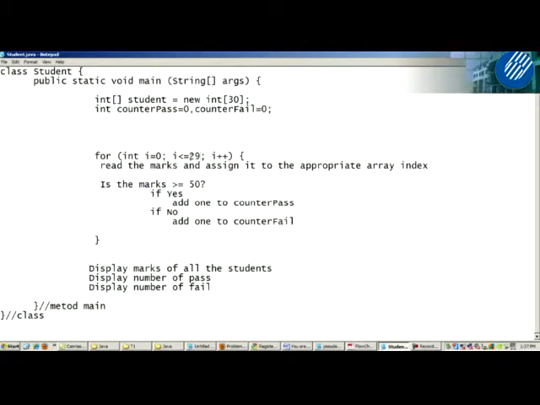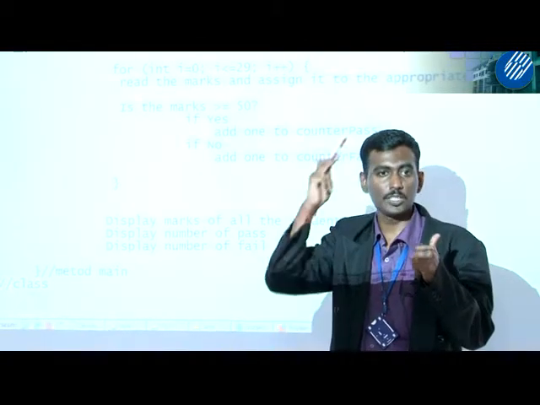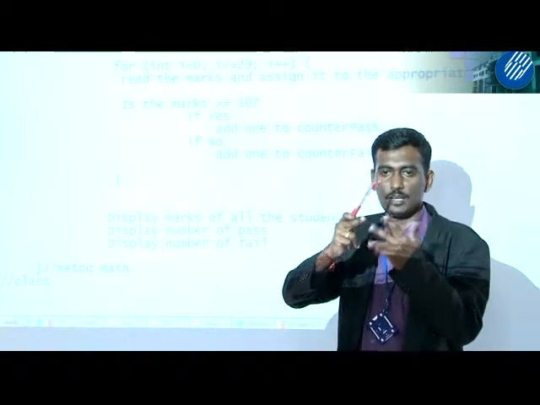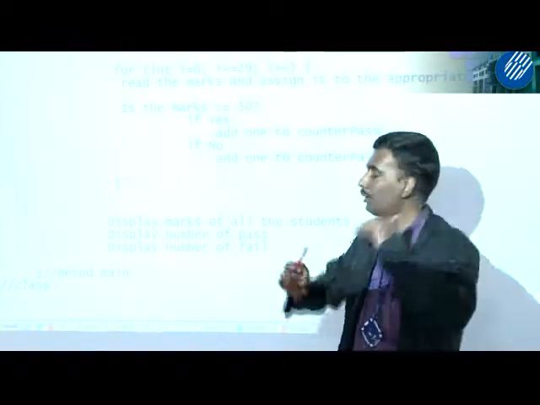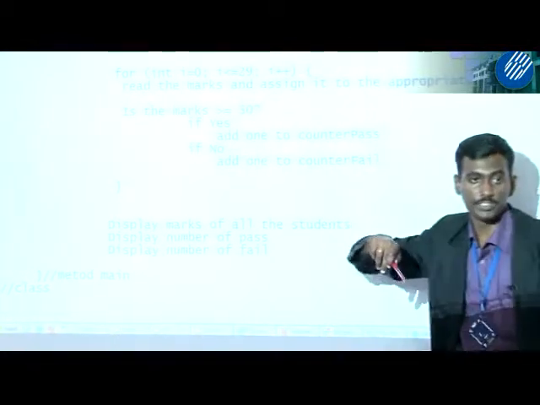Why i plus plus? Because after 0, you need to go to the second student. The second student is 1. After that, 2, 3. You need to update once, so you need to add 1 for every repetition.